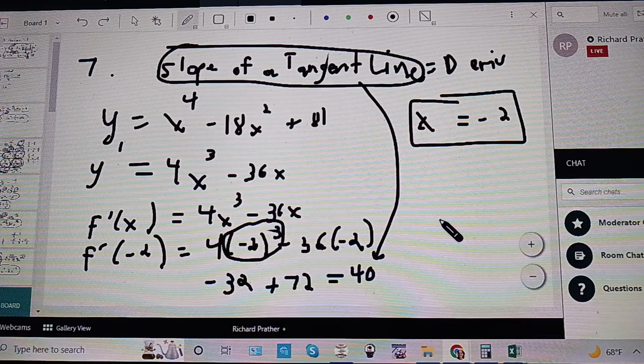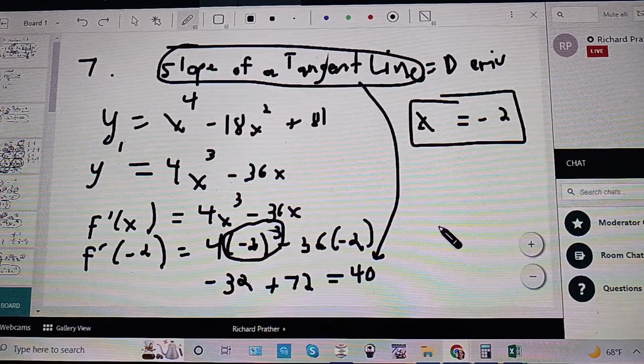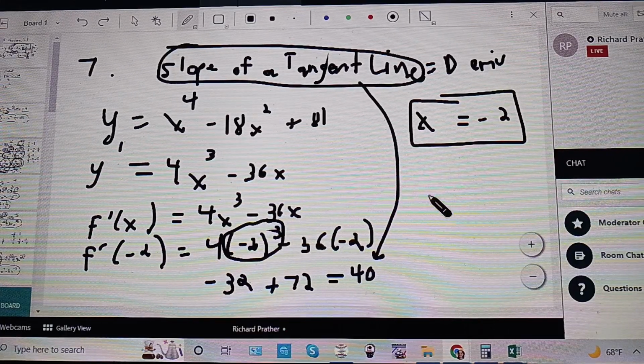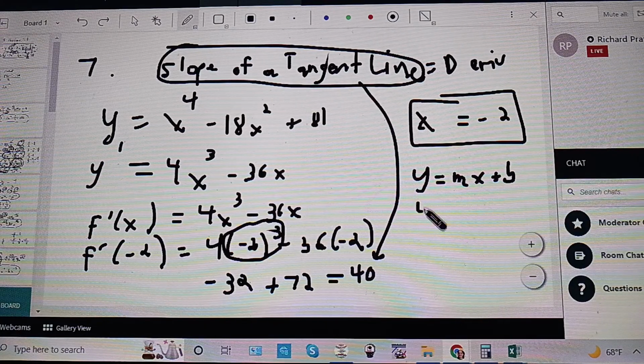And therefore, sometimes they just ask for the slope of the tangent line at a certain spot, and you would say it's 40. That's a very steep positive slope at that point. But if they want the equation of the tangent line at that spot, then you're going to use good old y equals mx plus b from algebra. And we just found the m. This is a slope. So we know half the answer already. It's 40x plus something.